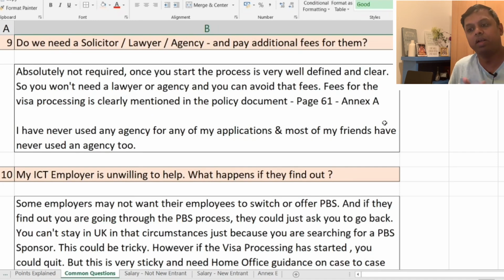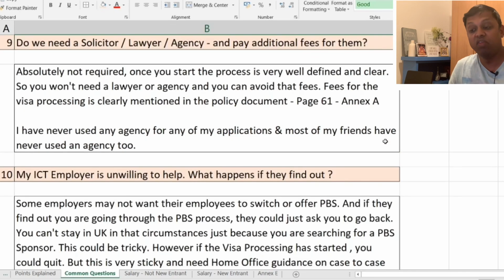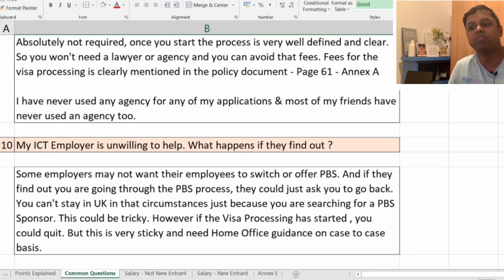The last one is a bit tricky again. What if my ICT employer is unwilling to help, and if they find out, they would ask me to go back, or they could stop my process? They could do that. Some of the ICT employers, because they're spending money and investing in the employees and bringing them to UK, don't want to let them go. They don't want them to stay in UK. So if they find out that you're pursuing a points-based system visa, they could basically say that, no, you have to go back to India.